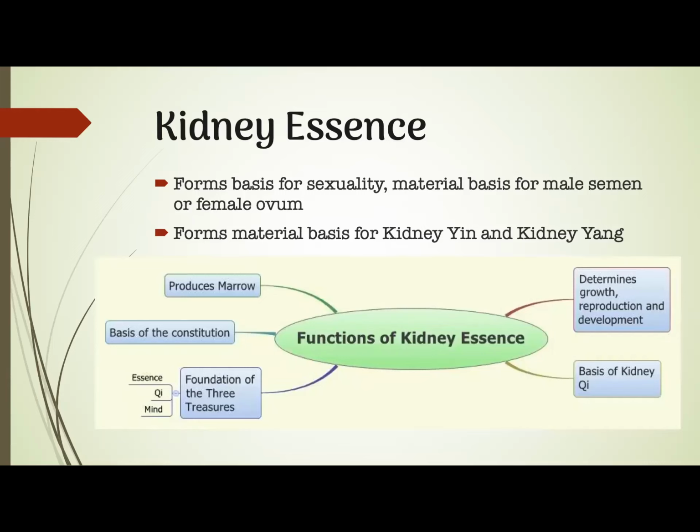So now let's go to the functions of kidney essence. Number one, it produces marrow. Then it is the basis of the constitution. Then kidney essence is the foundation of the three treasures: essence, chi, and mind. And it also determines growth, reproduction, and development. And then it is the basis of kidney chi.